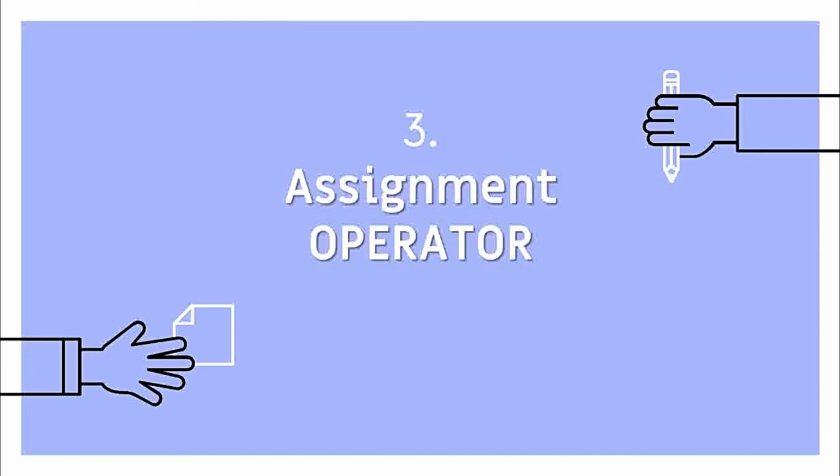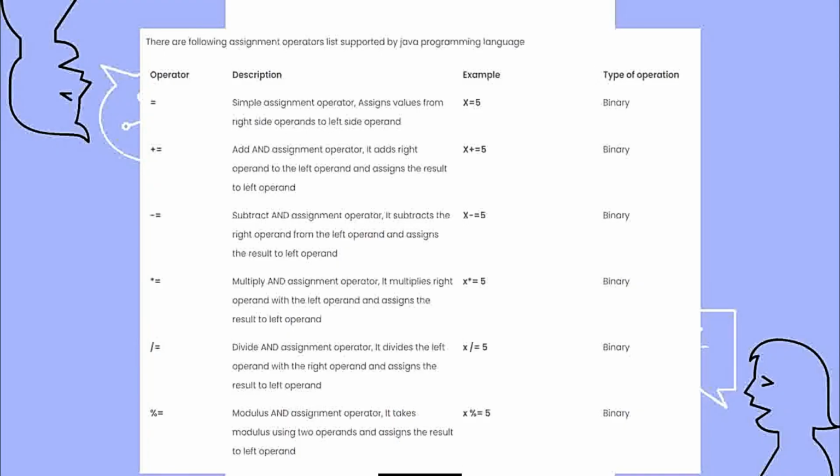Now the next operator we will talk about is the assignment operator. Assignment operators are binary operators used to assign the value of an expression to a variable on the left hand side of the operator, with the result of the value on the right hand side of the equation. In Java, the assignment operators are equal to, plus equal to, minus equal to, into equal to, divide equal to, and modulus equal to. The following assignment operators are supported by the Java programming language.